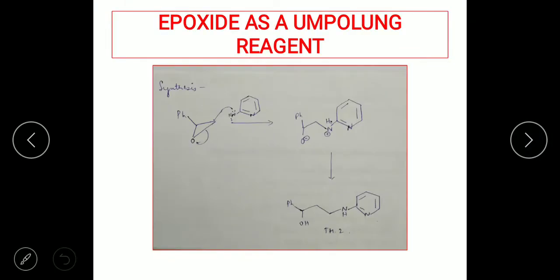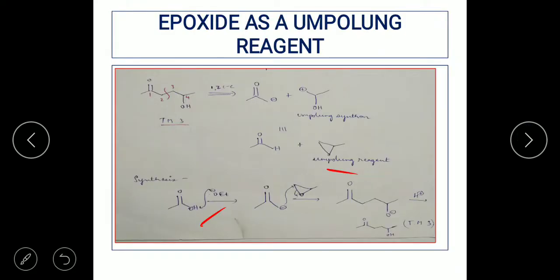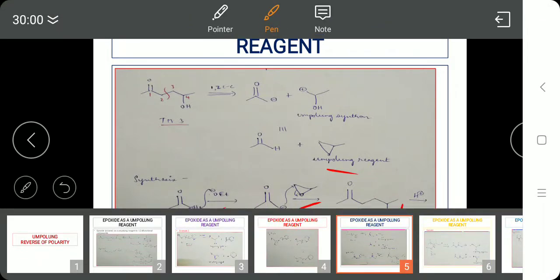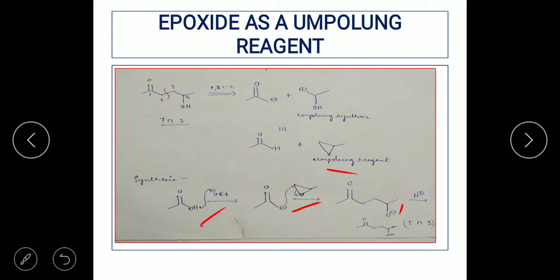Sorry. It is going to attack the carbon of the epoxide. Then after the attack on the carbon of the epoxide, there is going to be the ring opening wherein the oxygen gets the negative charge. Now this negative charge can be neutralized when it abstracts a proton from the base. When it abstracts the proton from the base, we are going to get the target molecule 3.